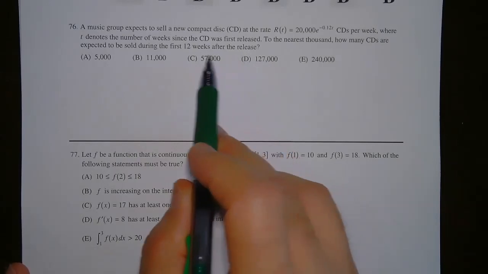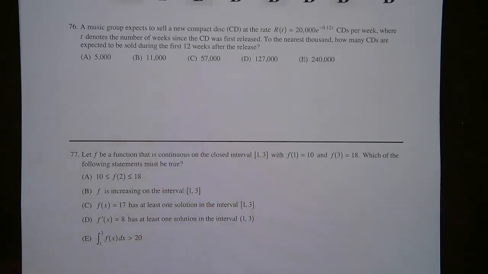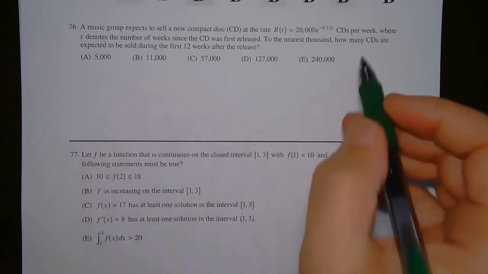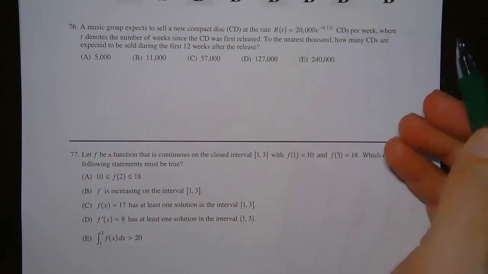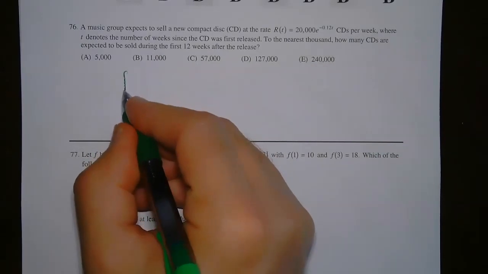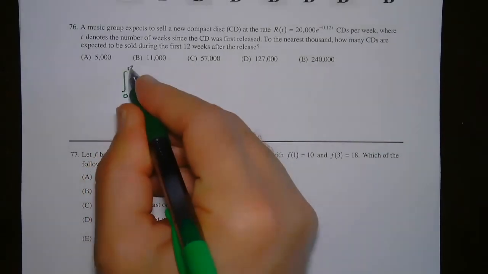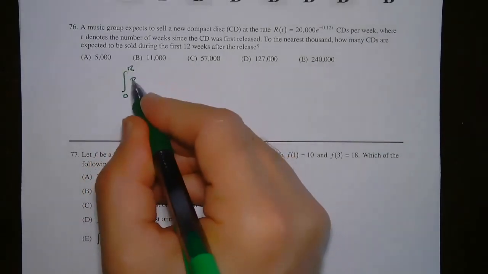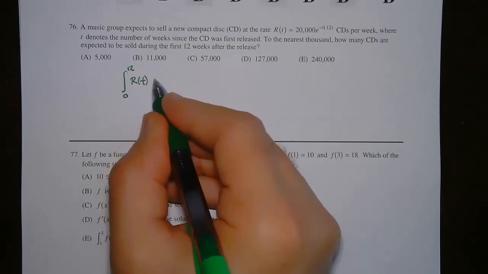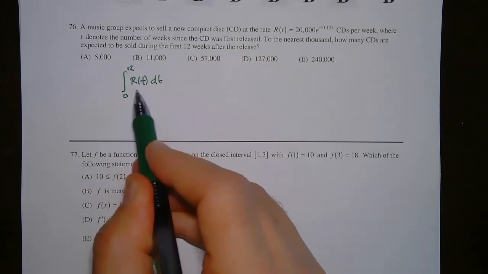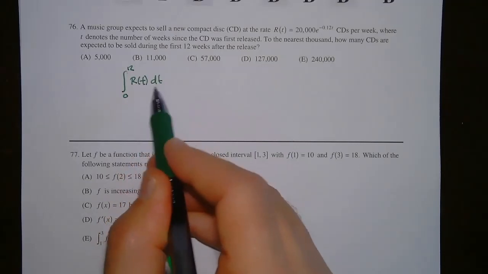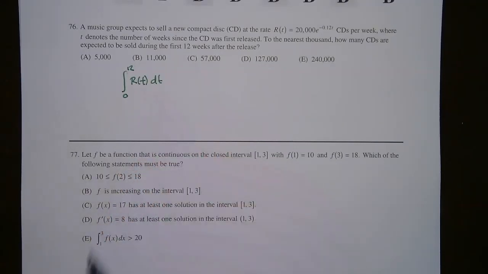How many CDs are expected to be sold during the first 12 weeks after the release? Okay, so we want to know the accumulation of all the CDs that are sold. Well, that would be an integral, right? Because if we integrate a rate, we're going to get back the number of CDs. So we're going to integrate from 0 to 12 of this R of t function, R of t dt. R of t is CDs per week, so CDs over weeks, and dt is weeks. When you multiply those, you get number of CDs. And we want it to the nearest thousand.